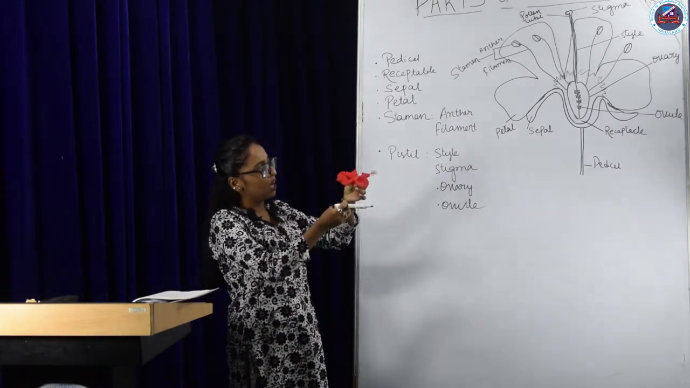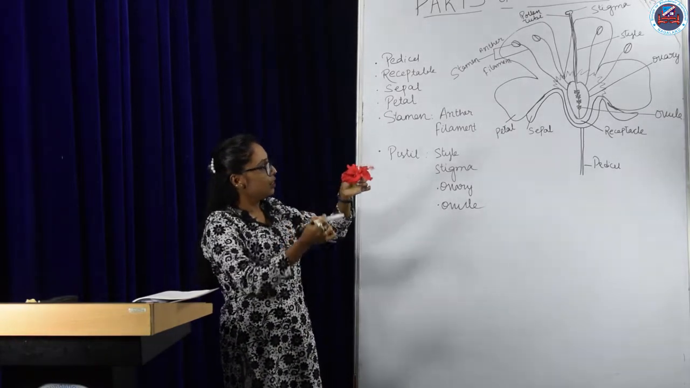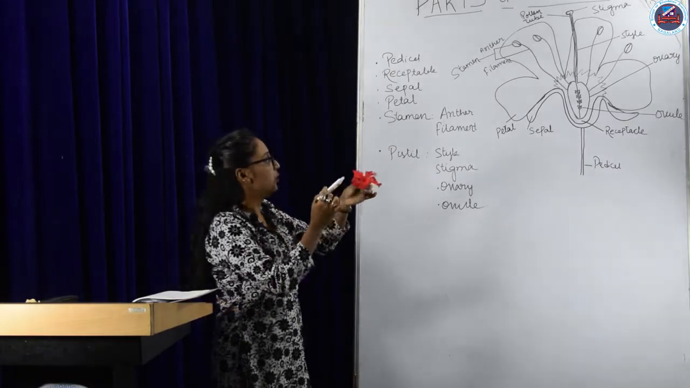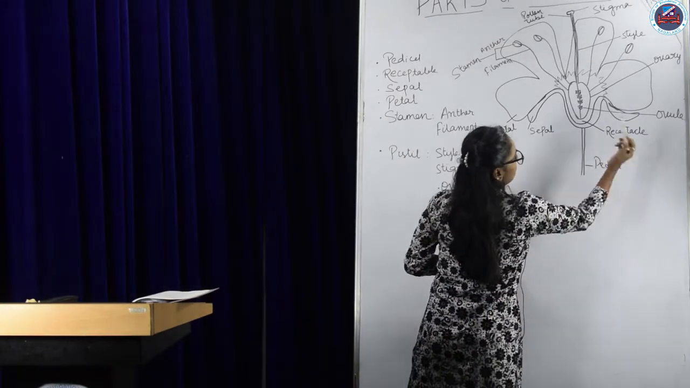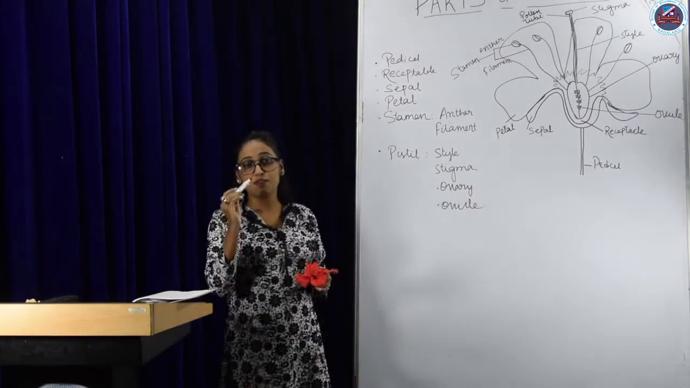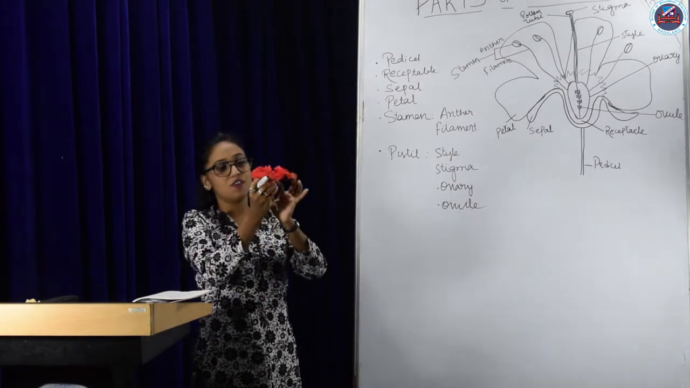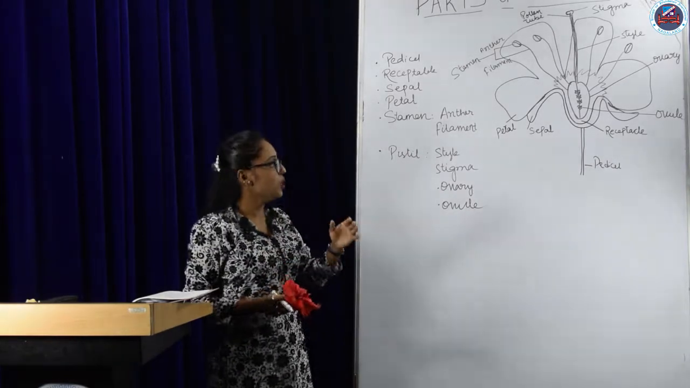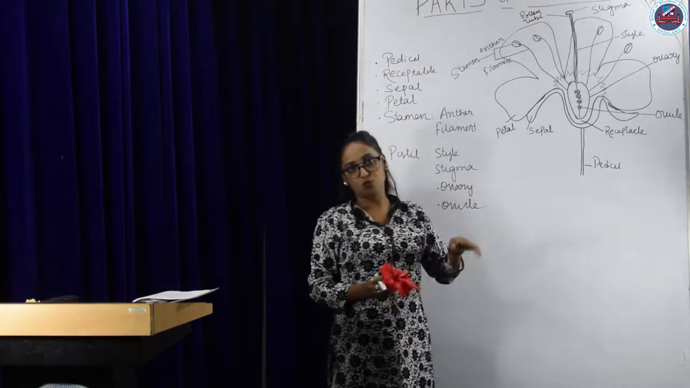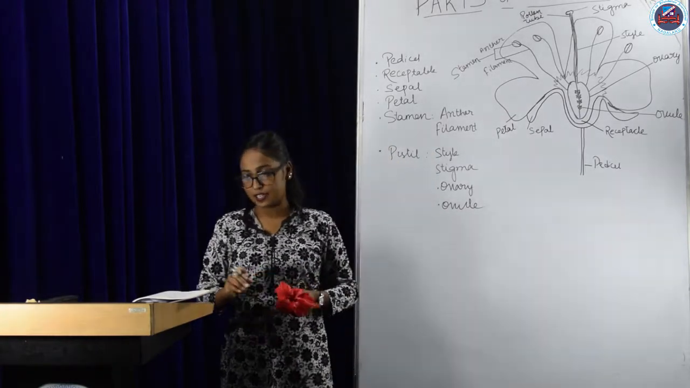Next, if you go a little above, in the middle or the center of the flower, you will get the receptacle. This forms the base, found at the center of the flower, to which the pedicel, or the stalk of the flower, is attached.